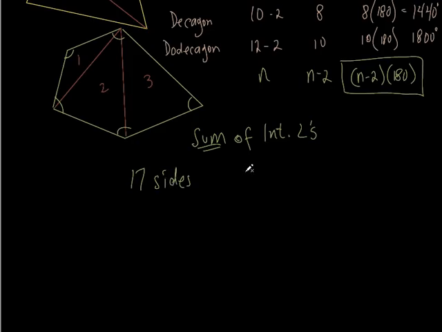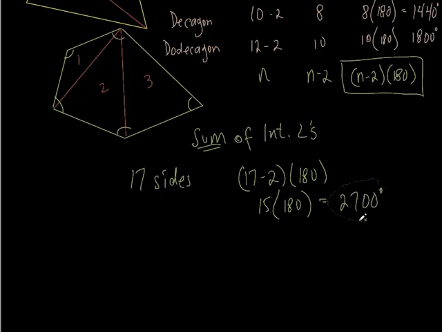So what's the rule? We go 17, here it is right here. See this box? 17 minus 2, times 180. So that would be 15 times 180. Zach, give me a number. 2700? Okay. And there it is. That's all there is to it. That's not too bad, is it?